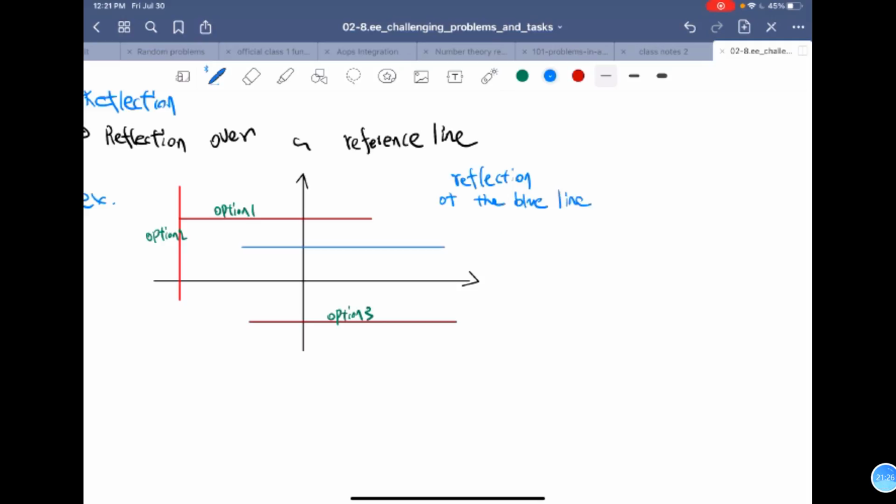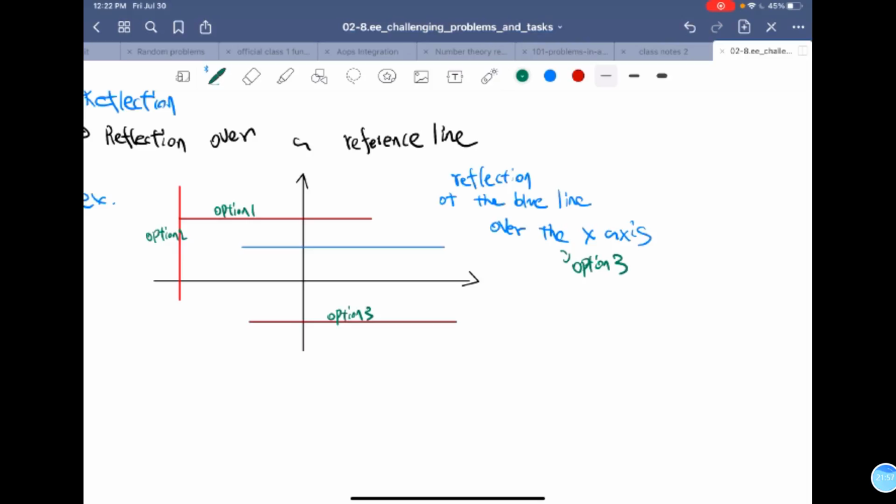Blue line over the x-axis. You always gotta have a reference line. Oh, I spelled this wrong. Axis, not axes. Reflection of the blue line over the x-axis. This is the option 3, right?